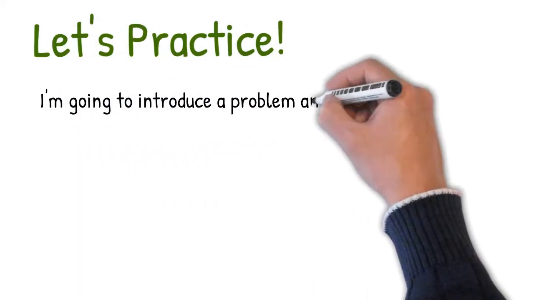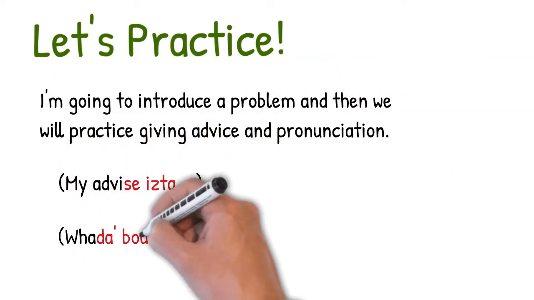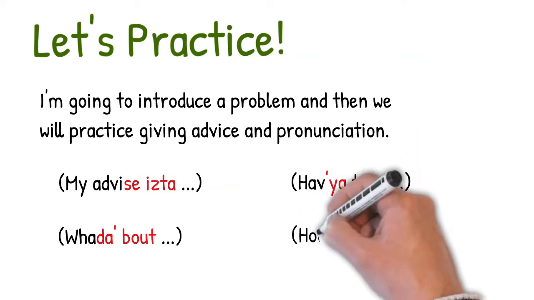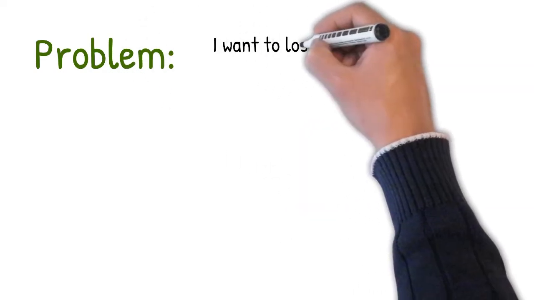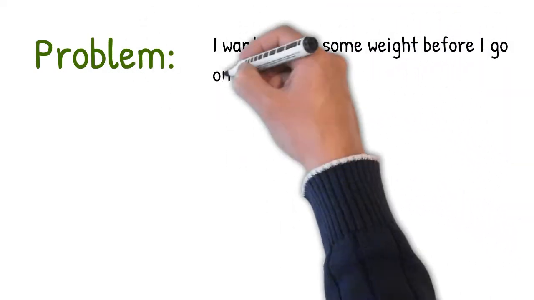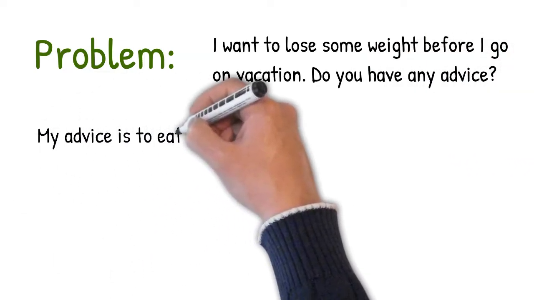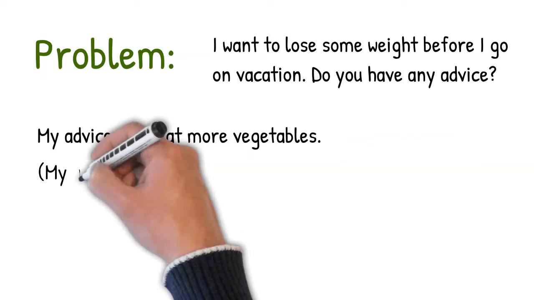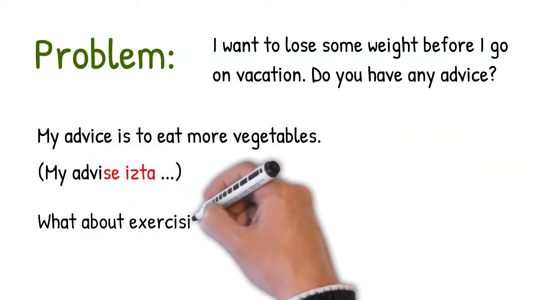Okay, so let's practice. I'm going to introduce a problem and then we will practice giving advice and practice the pronunciation together. The first four we will use are my advice is to, what about, have you tried, and how about. So the first problem is, I want to lose some weight before I go on vacation. Do you have any advice? And then you would give me the advice and say, my advice is to eat more vegetables. You see the pronunciation? My advice is to eat more vegetables.